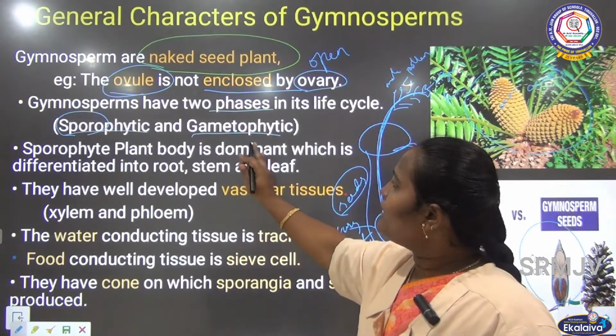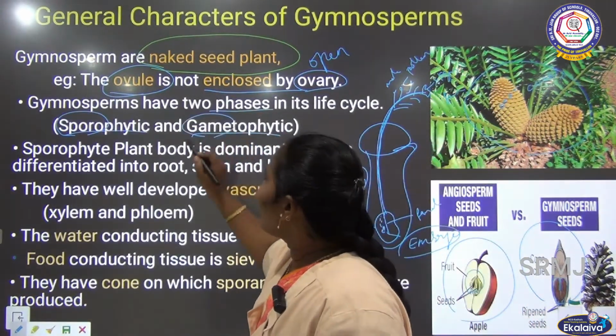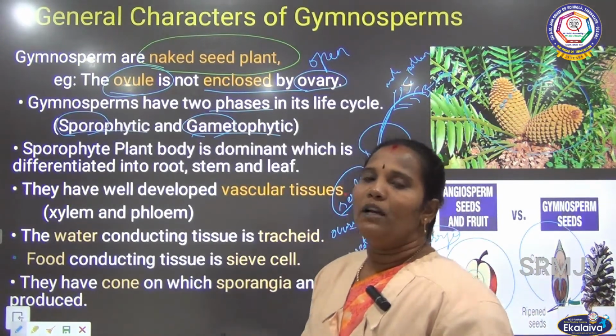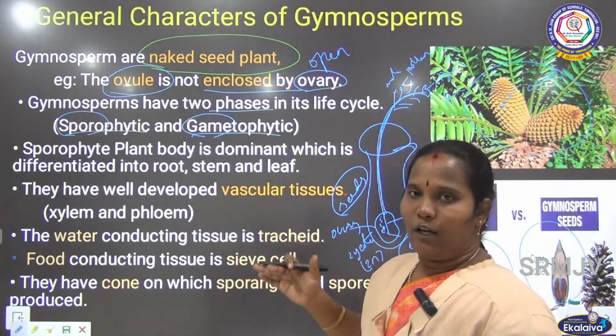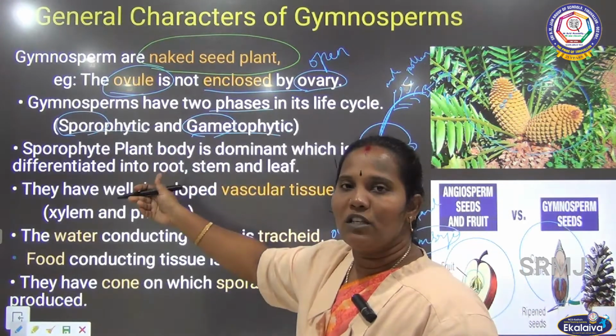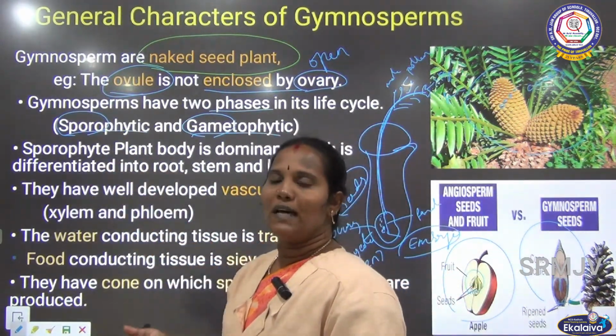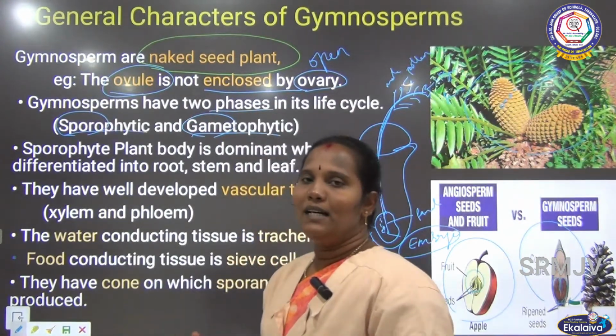Gametophytic means they are producing gametes for reproduction. What are gametes? Male gamete and female gamete. Both are fused together and make a zygote. Sporophytic means they are producing microspores and megaspores. Both spores form the zygote.